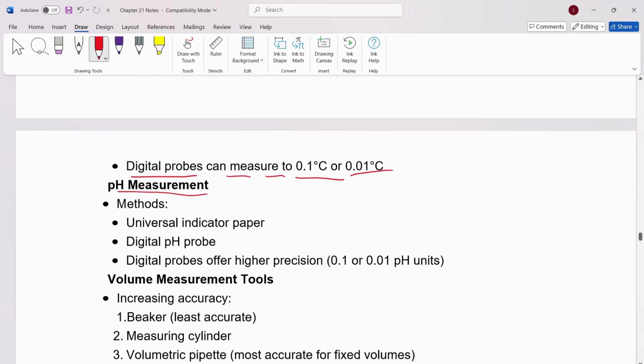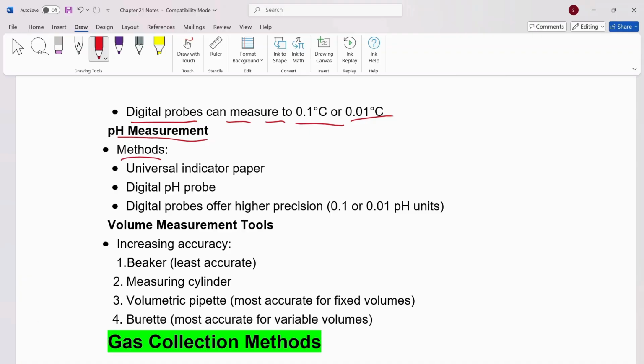pH measurement methods. Universal indicator paper can be used. Digital pH probe can be used. Digital probes offer higher precision, such as 0.1 or 0.01 pH units.